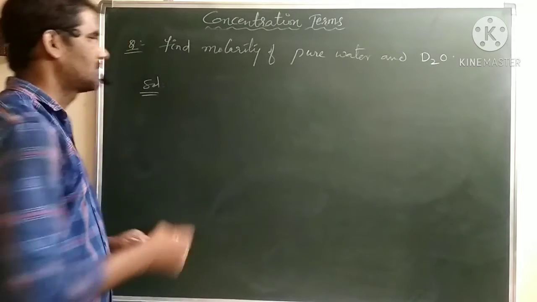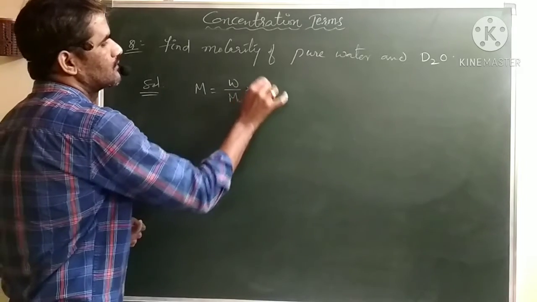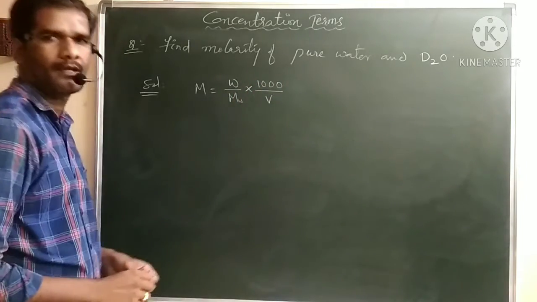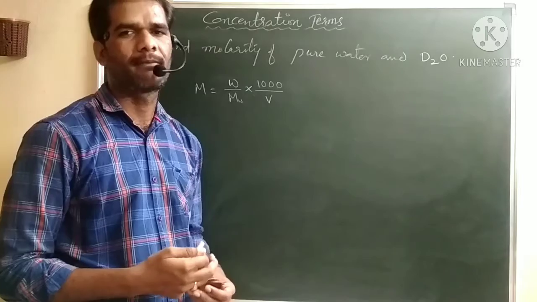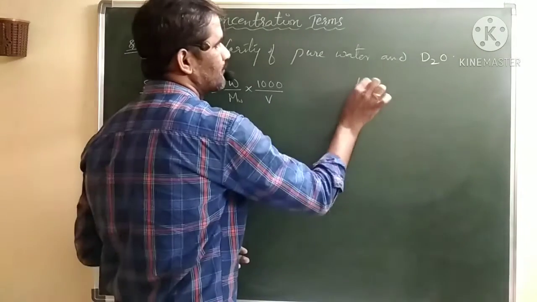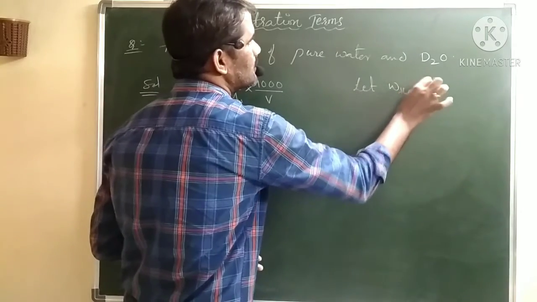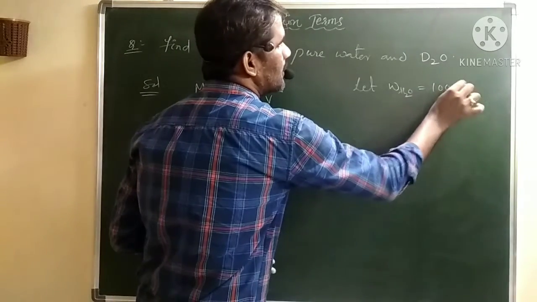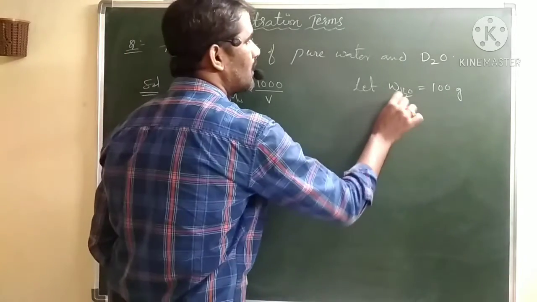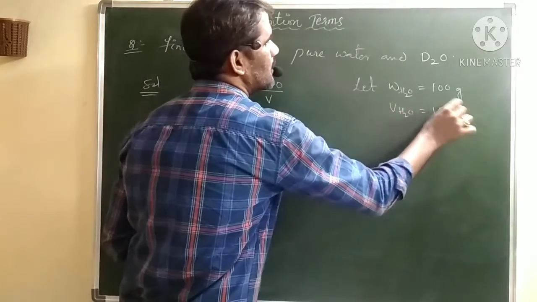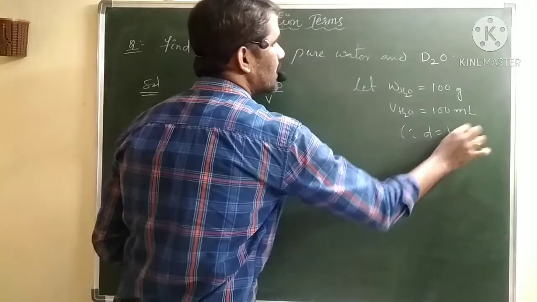How to calculate here? Again for molarity we have the formula, weight by molecular weight into 1000 by V. Here they give pure water. As we know, the density of water is 1 gram per ml. Here let us assume the weight of water is 100 grams. If you take the weight of water as 100 grams, automatically the volume of water is 100 ml. Why? Because the density of water is 1 gram per ml.